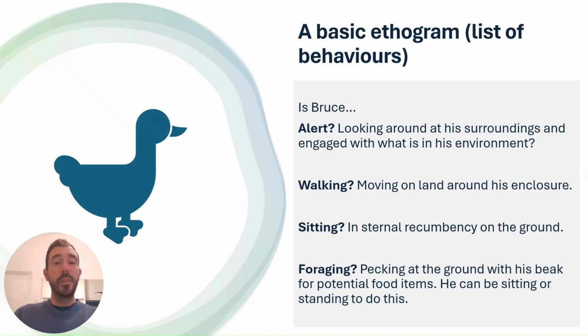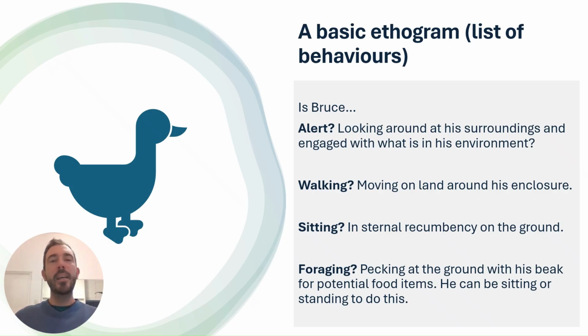So when you watch the video of Bruce, these are the behaviours on the ethogram that you need to look for. The ethogram is the description and definition of behaviour, and it must be produced before your behavioural observations start. So we have 4 behaviours that Bruce performs in this video. Is he alert, being vigilant and looking around his environment, clearly with his head and neck up, scanning what's around him? Is he walking terrestrially or using his 2 feet around his enclosure?